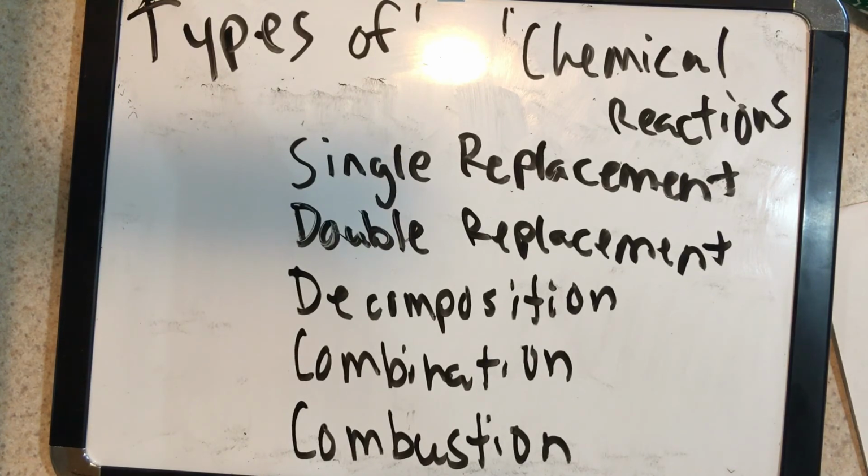The combination is a combination of 2 simpler things into one bigger thing. And the combustion is the carbon, hydrogen, and oxygen being burned in a process which makes carbon dioxide and water.